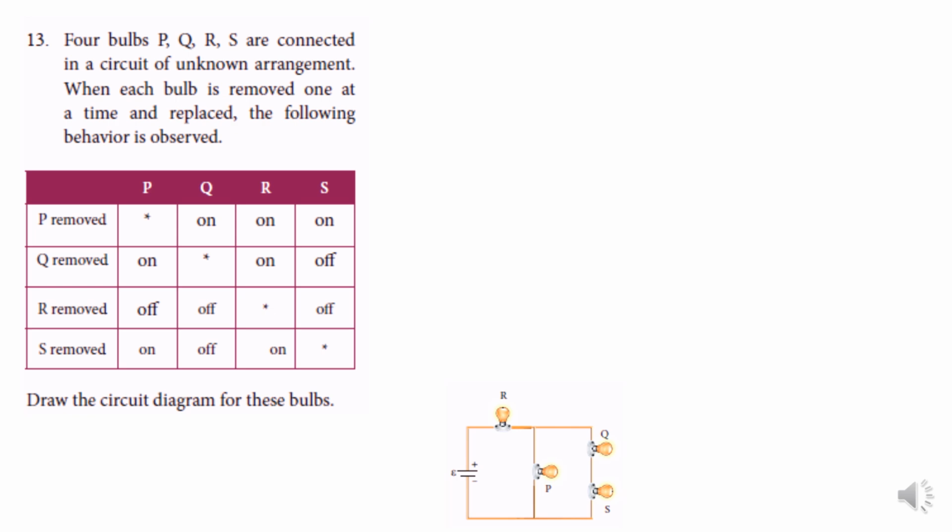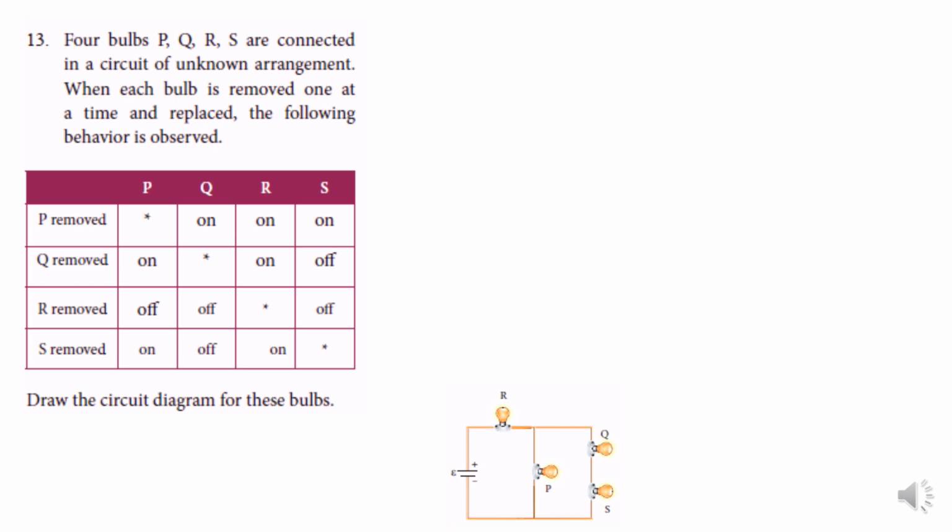See, first P is removed and check which bulbs are glowing. Then you have to put it back. You have to put P back and then you remove Q and check for which bulbs are glowing. After that, you put Q back and remove R.